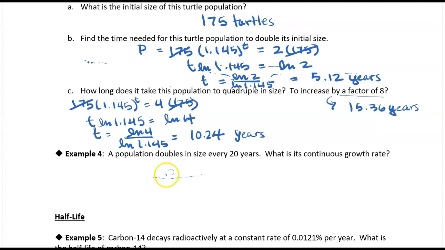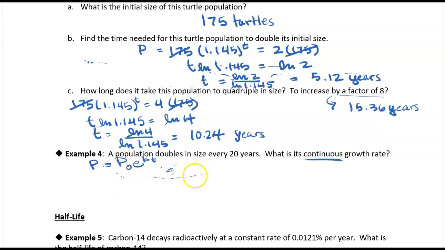In this problem, we have a population that doubles in size every 20 years, and we want to know the continuous growth rate. This is kind of working backwards from the other one. In the other one we were given an equation and wanted to find the doubling time. Here we're given a doubling time, and we want to find the growth rate. Since it says continuous, we have to use the model P0 e to the kt. That's going to be our population model so that we can get the continuous growth rate, because that's what it's asking for.